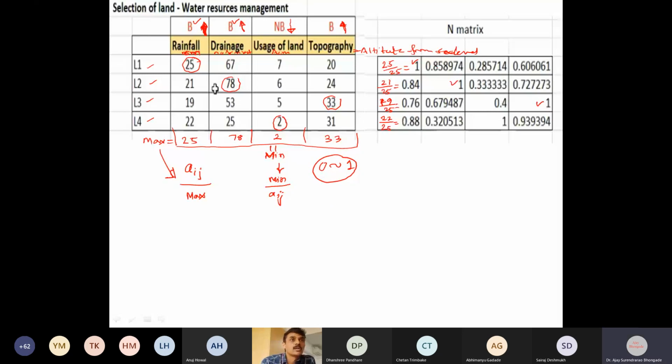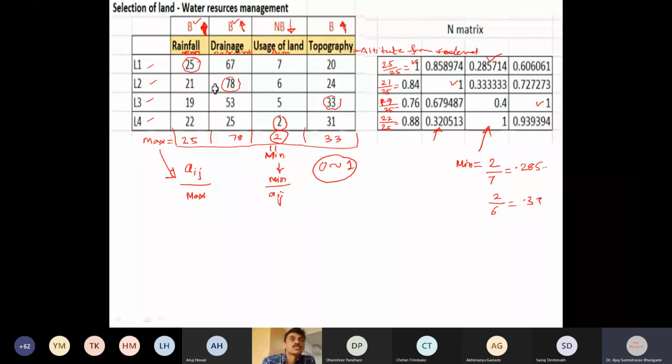So if I talk about how we calculated 0.320, we go for the minimum one. Let us see how we got it. The first value is 7. So what is the minimum? It is 2. So we divide 2 by 7. 2 divided by 7 is 0.285, something like that. Similarly, another element is 6, so 2 divided by 6 gives 0.33 something. So we get the scores accordingly.